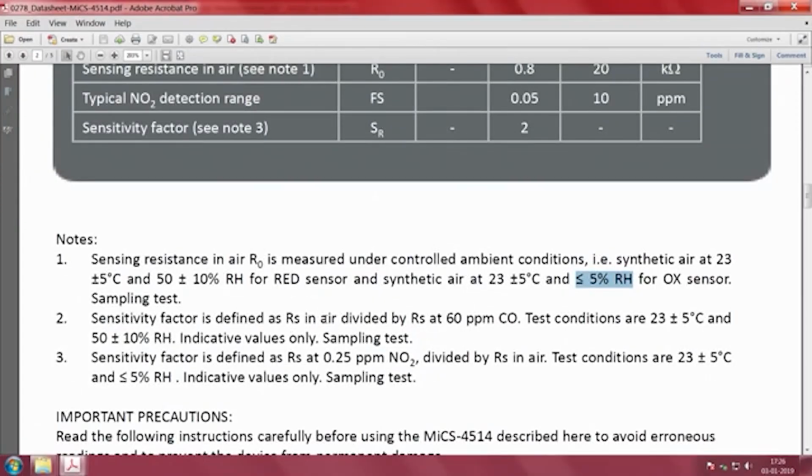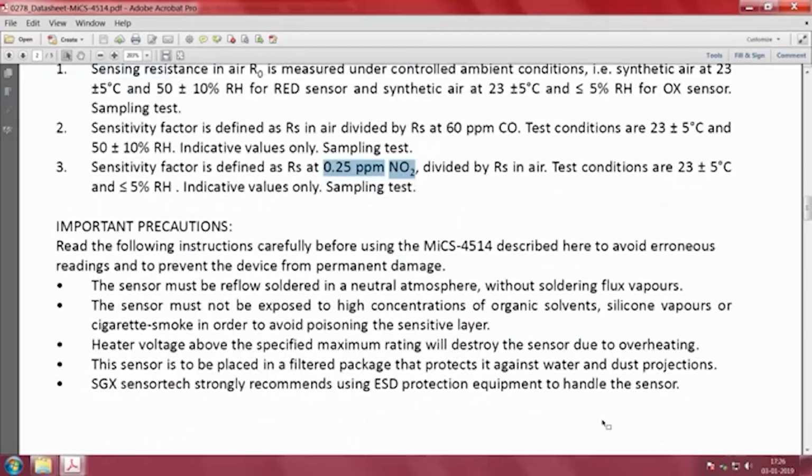Then you have the sensitivity factor, which is defined as RS at some ppm, you can see this 0.25 ppm NO2, divided by RS in air, okay. So sensitivity factor is defined as RS at 0.25 ppm NO2 divided by RS in air. Again test conditions are given, 23 plus or minus 5 degrees Celsius, less than 5% relative humidity, indicative values only. You have to do some sampling tests and so on.